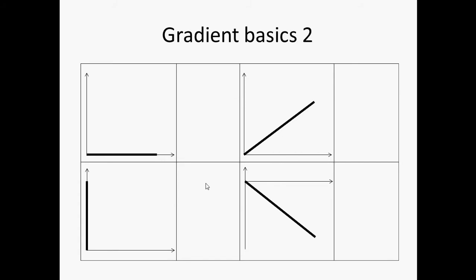So in the first case, if you have a horizontal line running straight through the x-axis, you will expect that the gradient is 0. So this is a 0 gradient. Now, if you have a vertical line that's running upwards, you expect the gradient to be infinite.